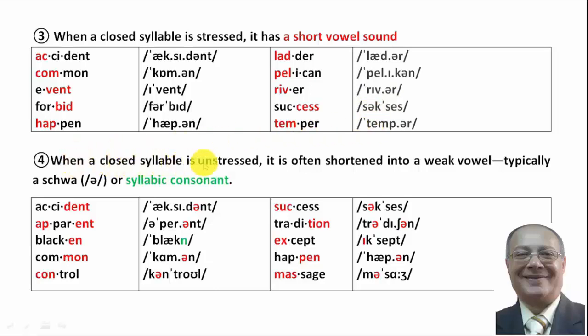When a closed syllable is unstressed, it is often shortened into a weak vowel, typically a schwa or a syllabic consonant. Accident, apparent, placking, common, control, success, tradition, accept, happen, massage.